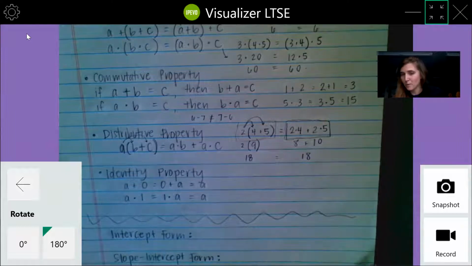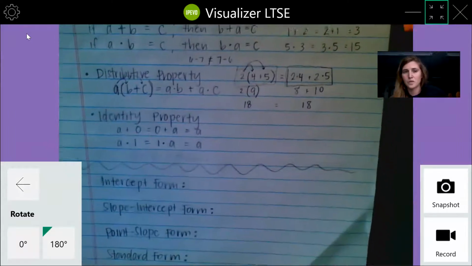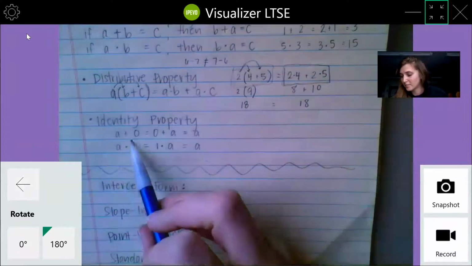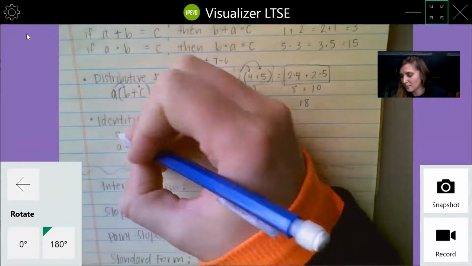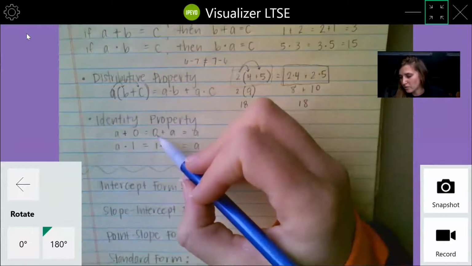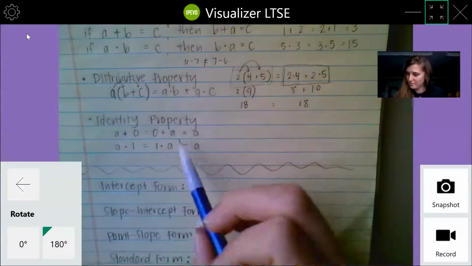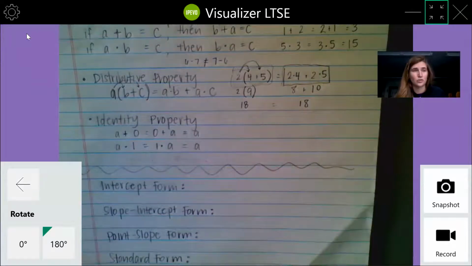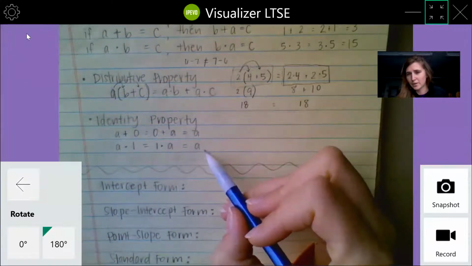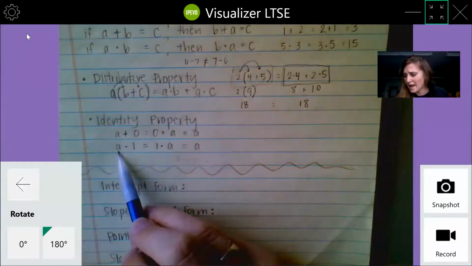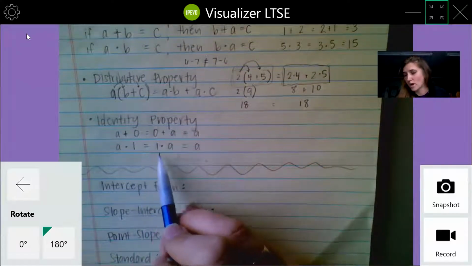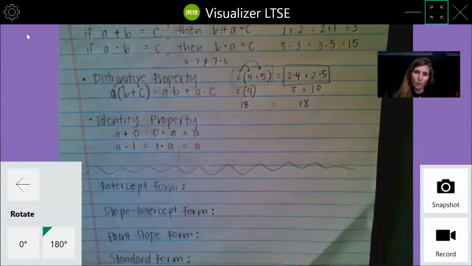Right, and now let's look at our last property, the identity property. So this is saying that for addition, if I add 0 to any number, so if I have a plus 0, that's the same thing as saying 0 plus a, and those are both equal to just a. So 0 plus any number is always going to be that number. And then similarly for multiplication, if I have a times 1, that's the same thing as saying 1 times a, and that's always going to equal a, because 1 times any number is always equal to that number.